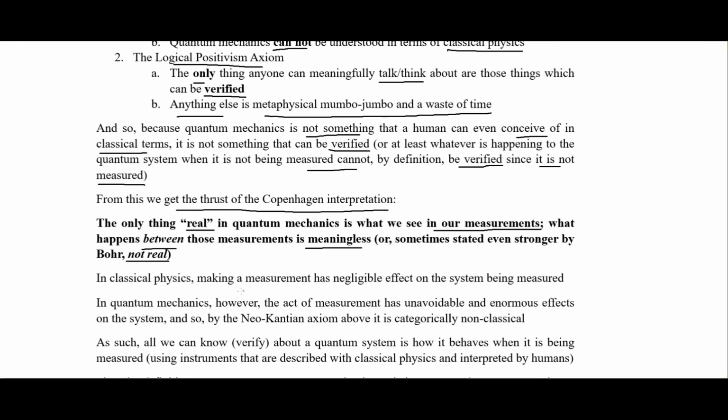So in classical physics, making a measurement has a negligible effect on the system being measured. In quantum mechanics, however, the act of measurement has unavoidable and enormous effects on the system. And so by the Neo-Kantian axiom above, it is categorically non-classical. Essentially, a necessary condition for something to be considered classical, like classical physics, is that measurements have a negligible effect on the system being measured. Since that is not the case with quantum mechanics, that is one of the reasons why it is non-classical.